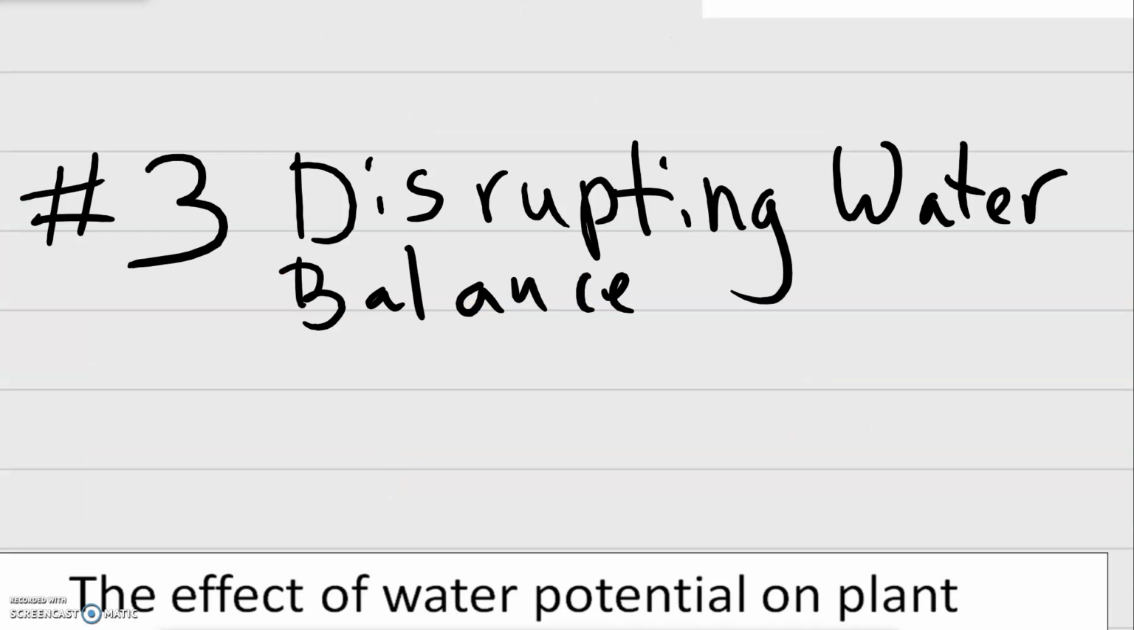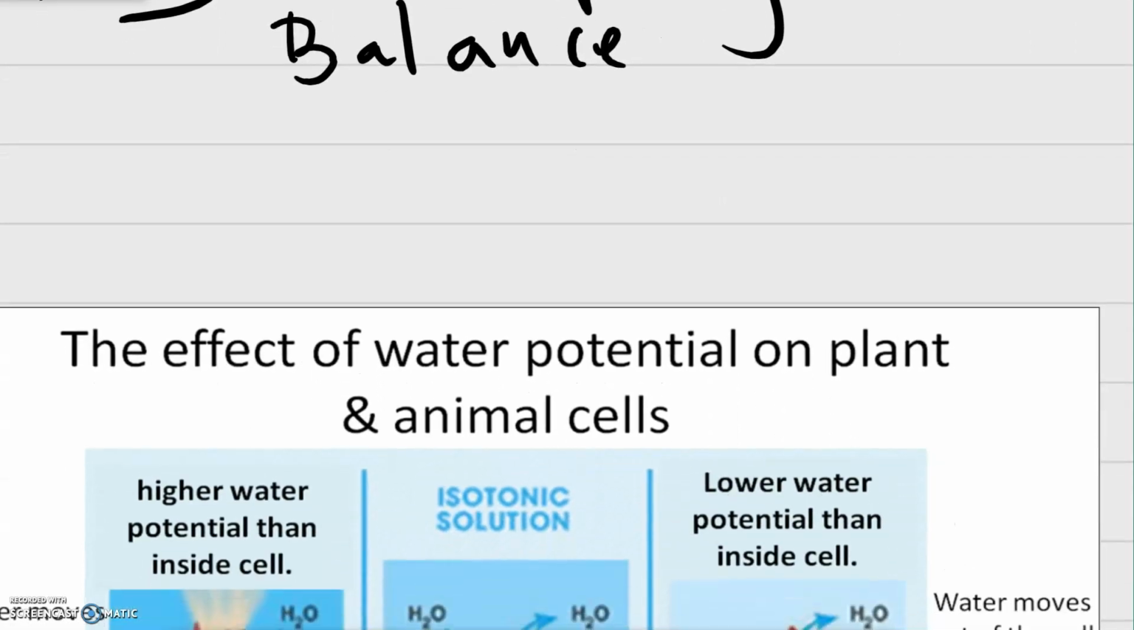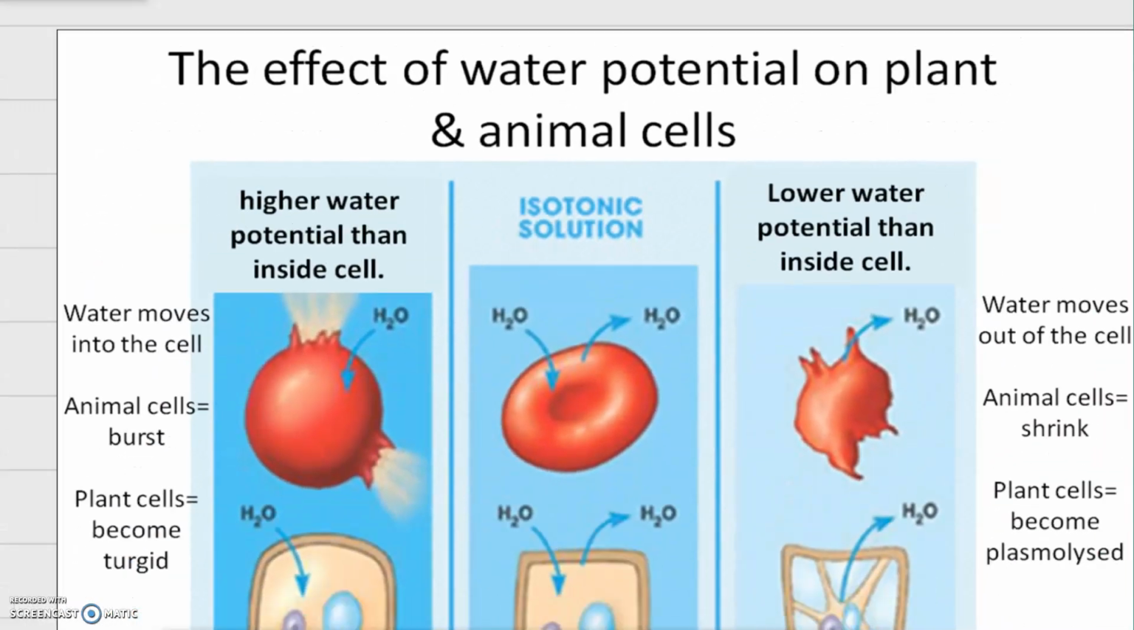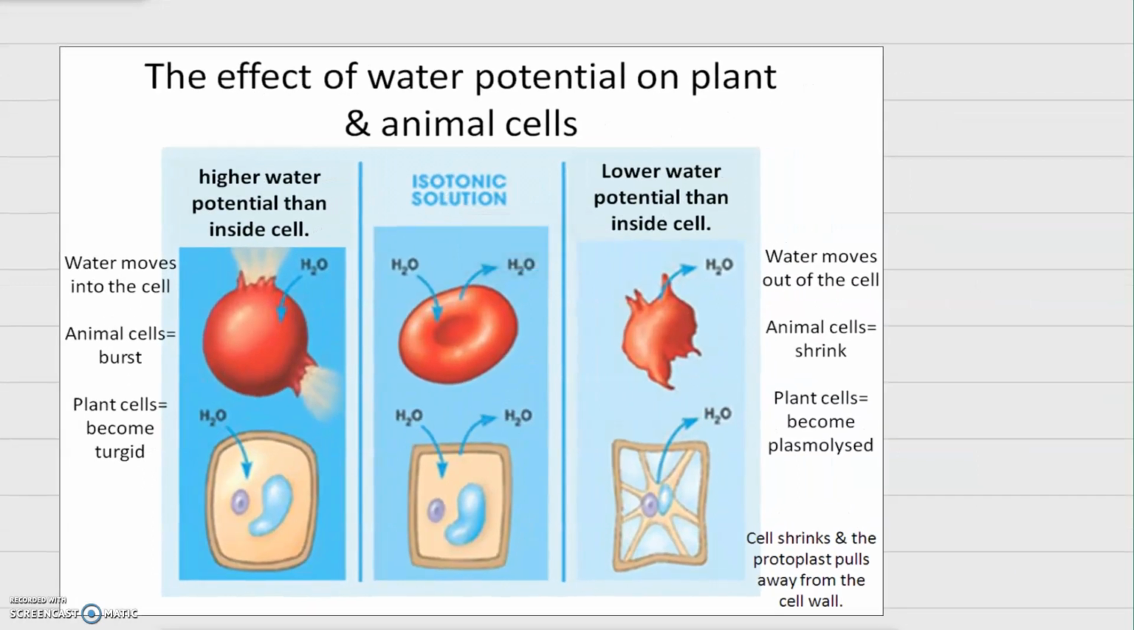The third way that alcohols can kill living organisms is potentially by disrupting water balance. If you remember part one, alcohols disrupt membranes. By disrupting membranes, they also disrupt an organism's ability to regulate the amount of water in it. So by doing this, the cell could potentially end up losing too much water or gaining too much water, and either of those things could potentially kill the cell. How important this is to the overall germ-killing ability of alcohol, I'm not sure.